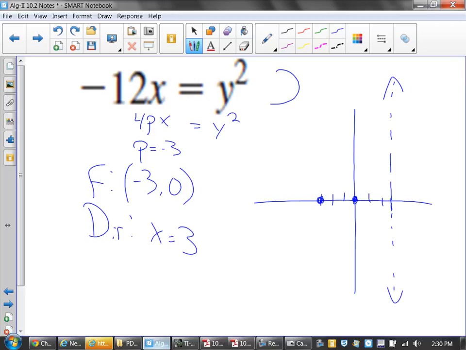Why is it just a line? Why is it a point? Remember, any point on the curve will always be equidistant to the focus and the directrix. So they're going to have a perpendicular distance that's always going to be the same, no matter where you're placing it on the curve.